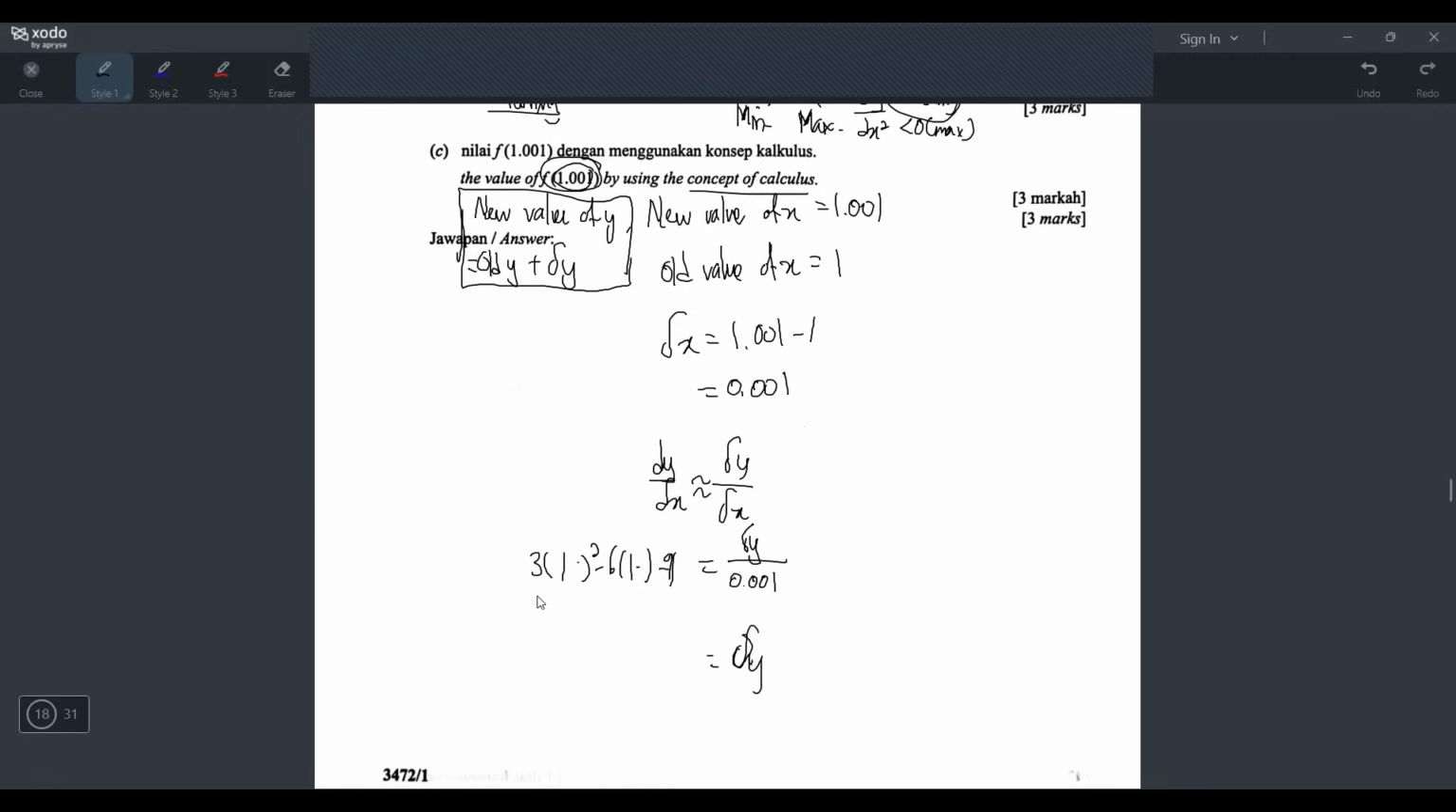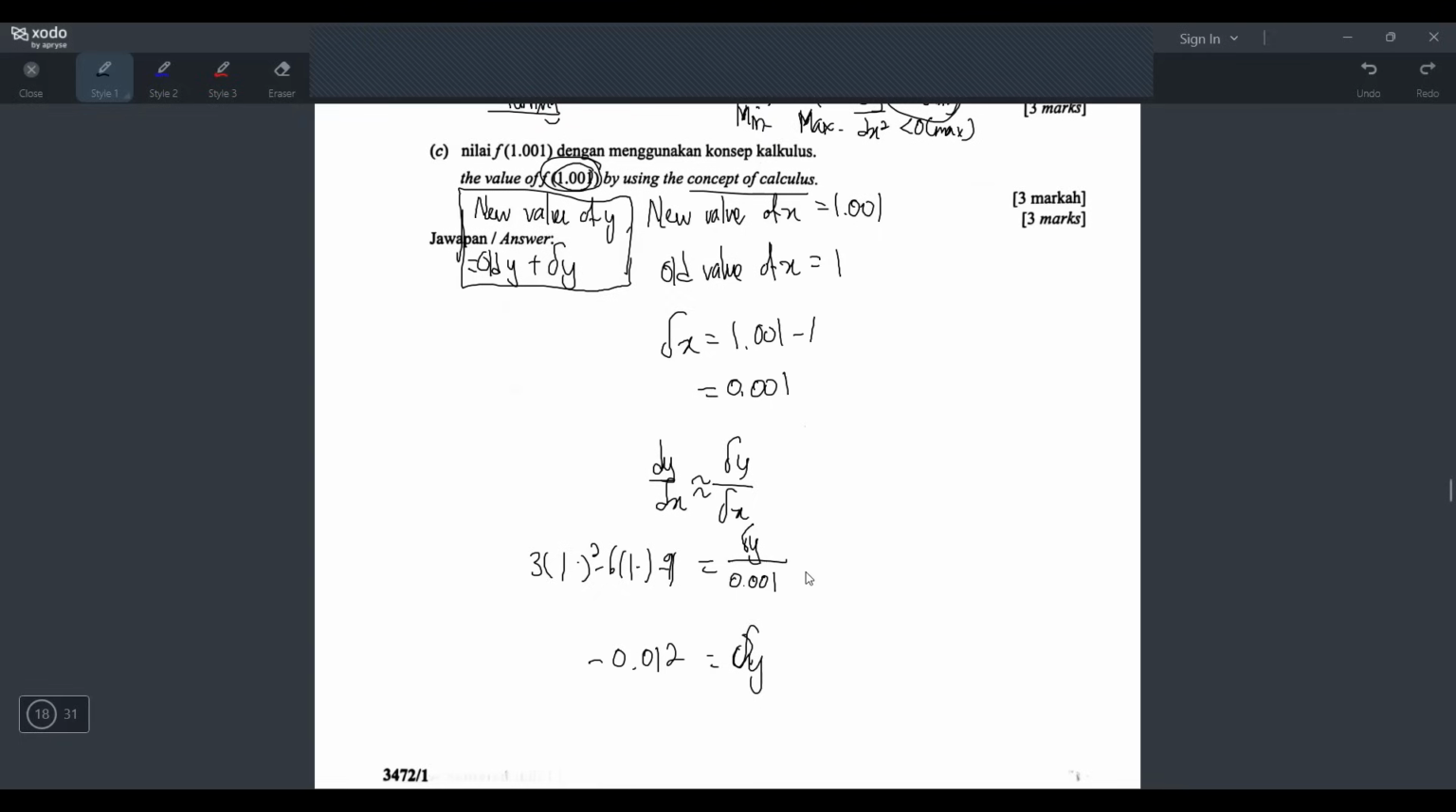But I recommend you tekan yang ni dulu, baru you darab dengan 0.001. So what is 3 times 1 squared? 3. 3 minus 6, negative 3. Negative 3 minus 9, negative 12. Negative 12 times 0.001. Let's press. My calculator gives me negative 0.012. But this is also not the answer. This is only the small change in y, the delta y.